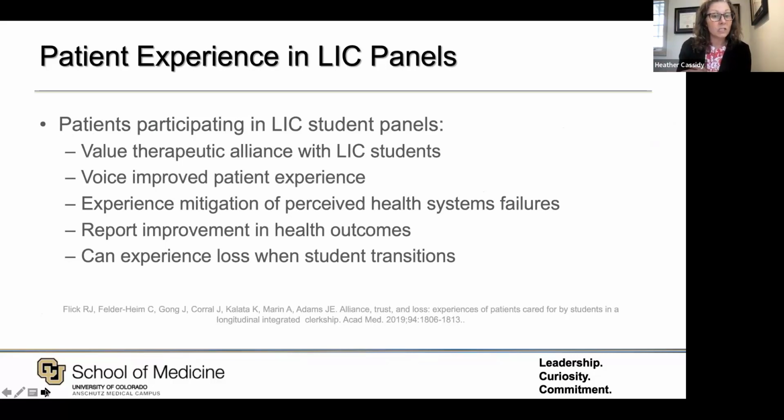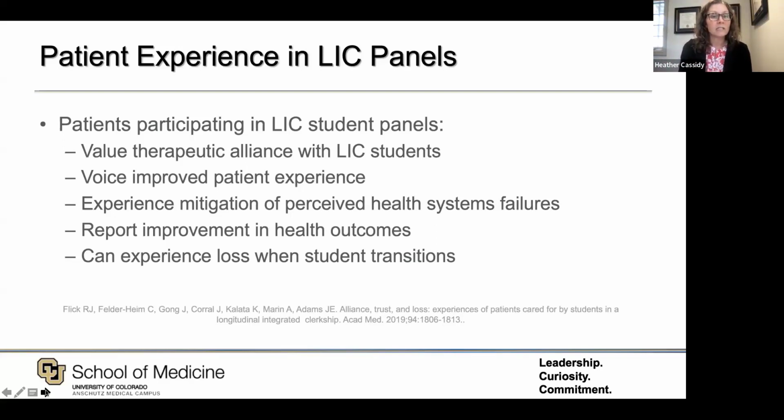So one of the key studies actually came out of Denver Health, with Dr. Adams being the senior author of that, and Robbie Flick, who was a LIC student at the Denver Health LIC, was the first author there. And they explored the patient experience. So they took a look at the names and identities that the students submitted of people that they had followed, and they reached out to people who had had 3 or more contacts with the student and invited them to come in and be a part of a focus group and discuss.